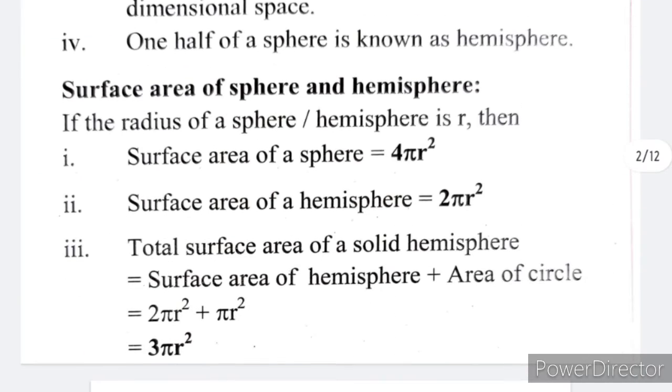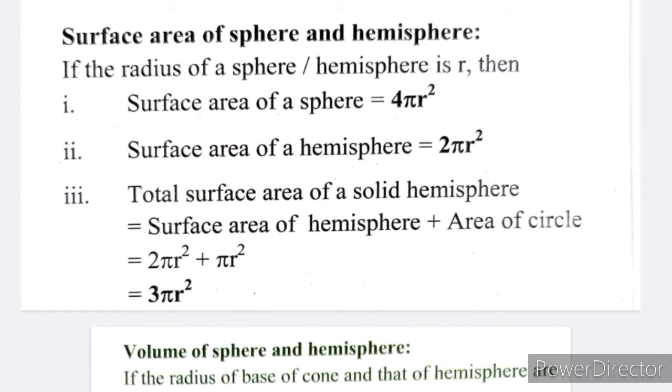Surface area of a sphere and hemisphere. Here both are written because there is a specific formula for finding the surface area of the half part of the sphere, that is the hemisphere. If the radius of a sphere or hemisphere is r, then the surface area of a sphere is equal to 4 pi r square. Surface area of a hemisphere is equal to 2 pi r square, and the total surface area of a solid hemisphere is equal to the surface area of the hemisphere plus the area of the circle, that is 2 pi r square plus pi r square, that is 3 pi r square.